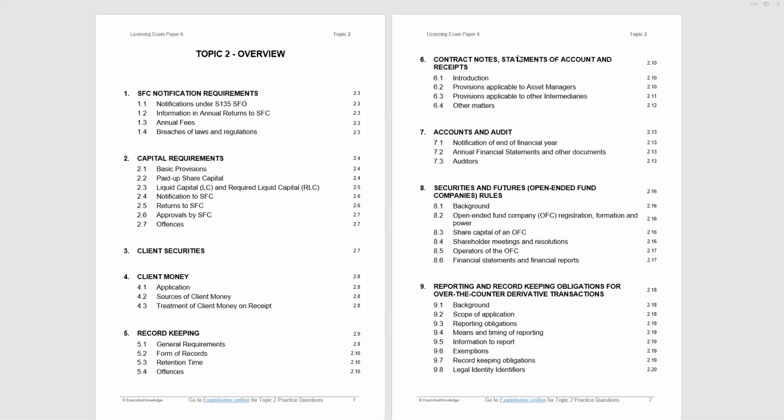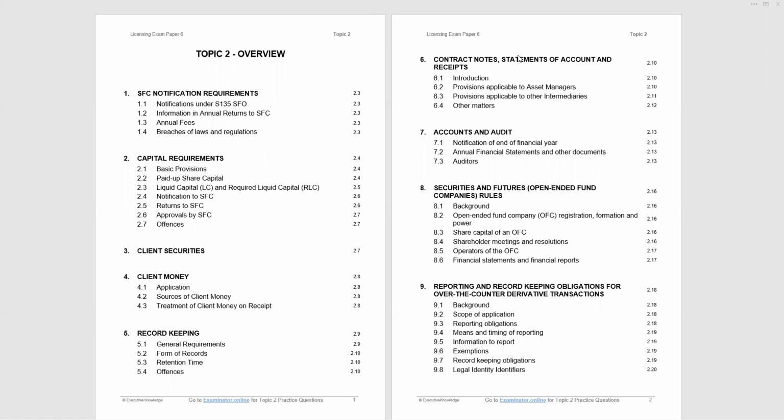Client money, a little bit more detail there in section 4. Record keeping, really the accounting records that need to be kept by licensed corporations and registered institutions, we'll cover in section 5. Section 6, a bit of a strange one, contract notes, statements of account and receipts, because the majority of it is not applicable to asset managers, which makes things easier. But then unfortunately, the notes cover provisions applicable to other intermediaries, that's other than asset managers. So in fact, we have to cover the bulk of that set of rules.